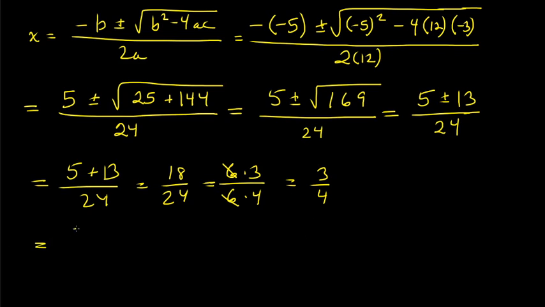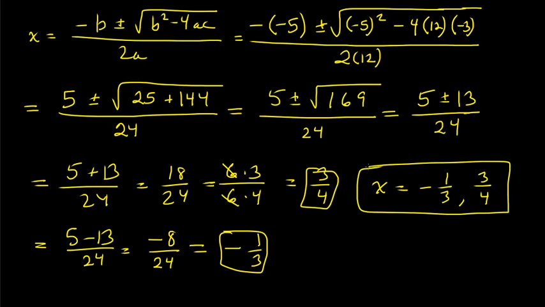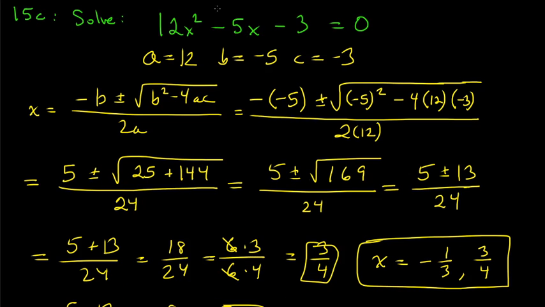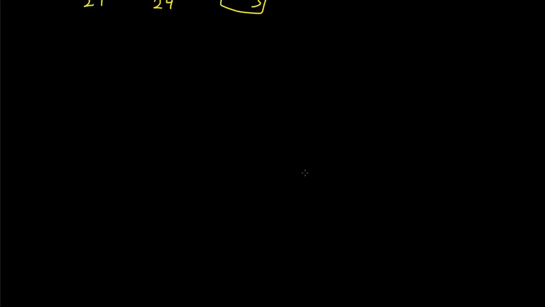Right. But that's only one answer. The other answer is 5 minus 13 over 24. And 5 minus 13 is negative 8. And negative 8 over 24 reduces to negative 1 over 3. So those are our two solutions here, right? X is either going to be negative 1/3 or 3/4. Okay. So when A is not 1, as it was in the last two problems, you're more likely going to get fractions or worse. So that's part C.